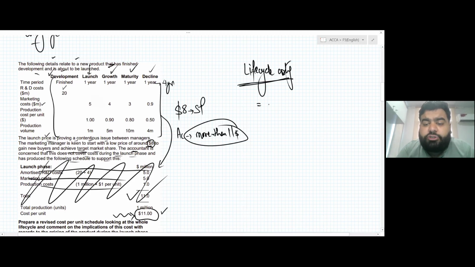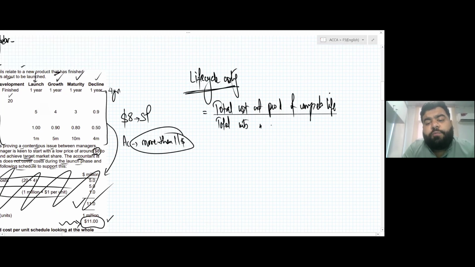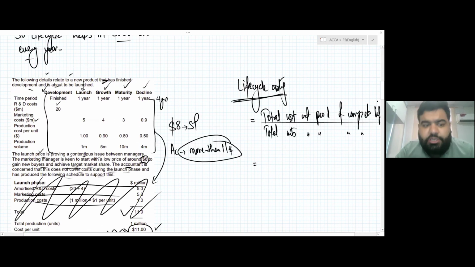Now the concept of life cycle costing is the total cost of the product over its complete life, divided by the total units of products over the complete life. Okay. Let us see the complete cost. No issue. Complete cost means complete cost.